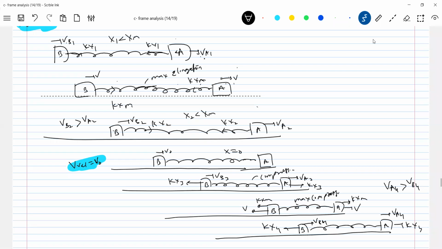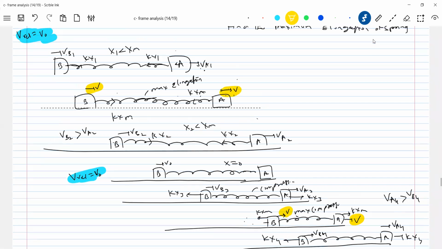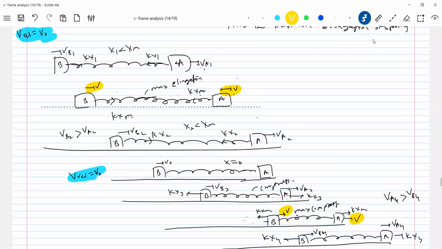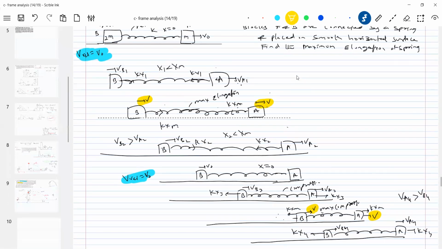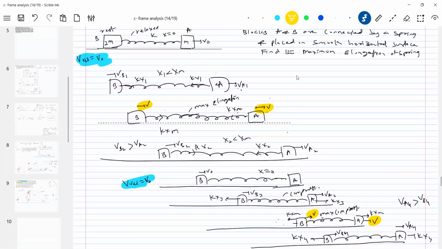So at maximum compression, look at the condition. Both will have a common velocity, in this direction. So what is the basic idea? At maximum elongation or compression, what is the state of the ends of the spring? They must have a common velocity. And what should that common velocity be equal to? How to judge this? I'm giving the total sequence. Try to see what happens here. You have everything in front of you.